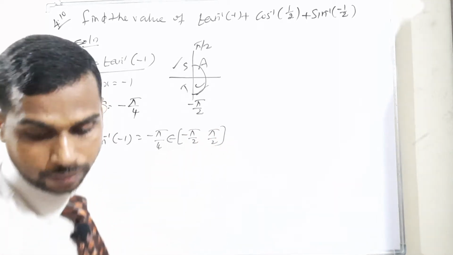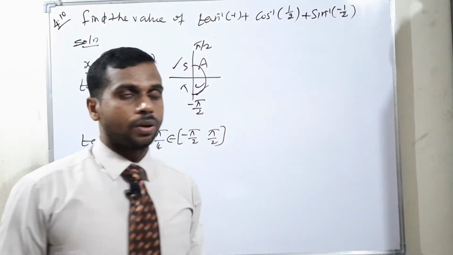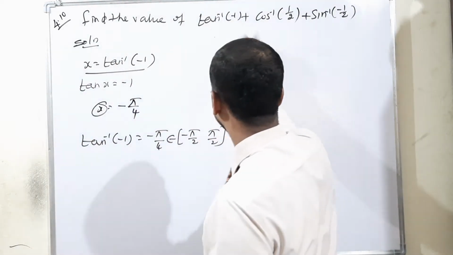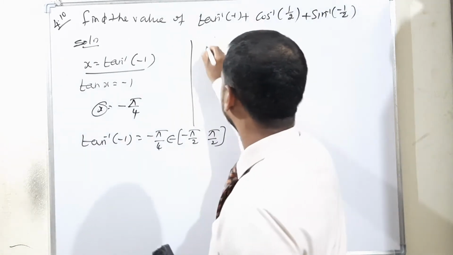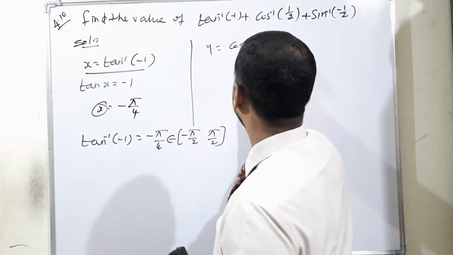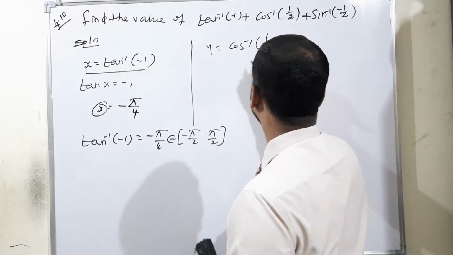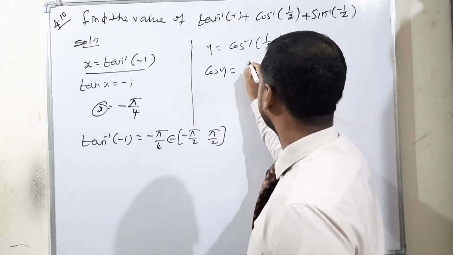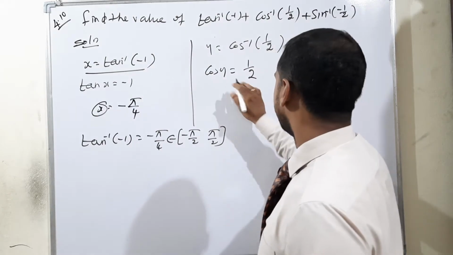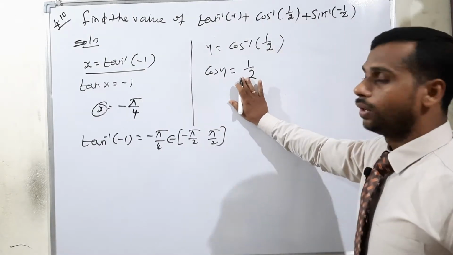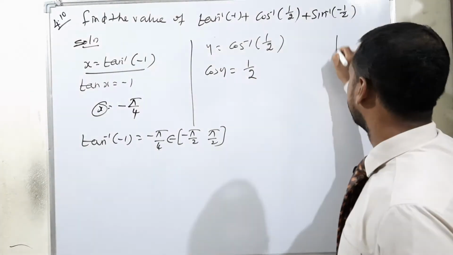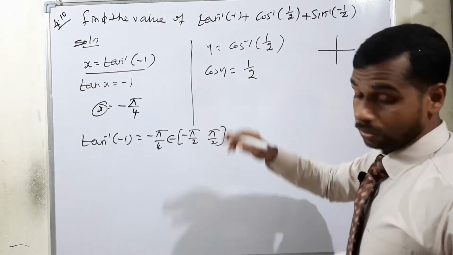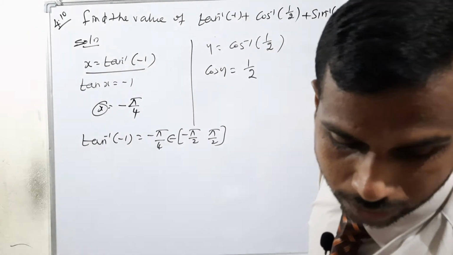Moving to the second term, cos inverse of positive 1 by 2. So y is equal to cos inverse of positive 1 by 2. Again, cos y is equal to positive 1 by 2. So simply we can say the value will be positive, which means cos lies in 0 to pi, isn't it? So 0 to pi, according to the unit circle, you can check the truth table.